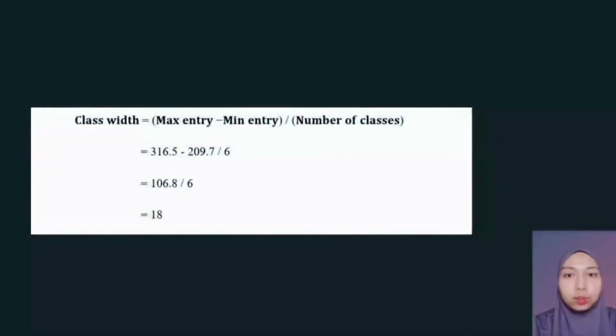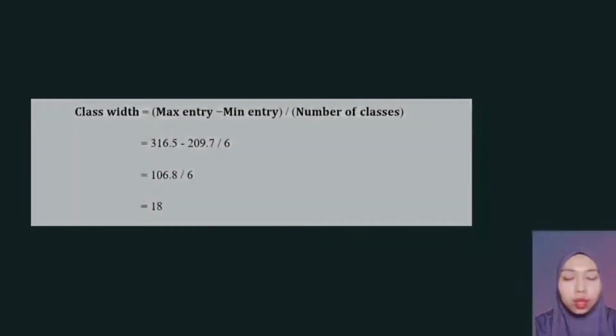Step 2. Determine the class interval width. Class width equals maximum entry minus minimum entry, then divide by the number of classes. So 316.5 minus 209.7 divided by 6, 106.8 divided by 6. So the class width is 17.8, rounded up to 18.